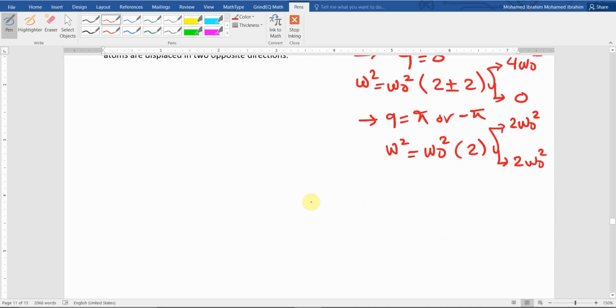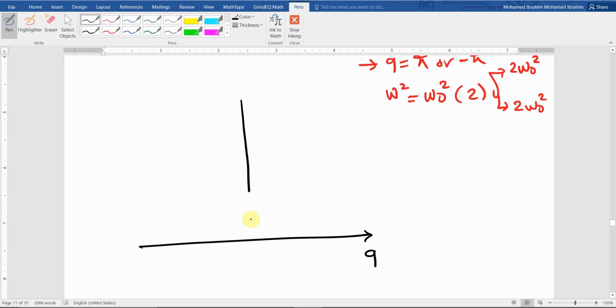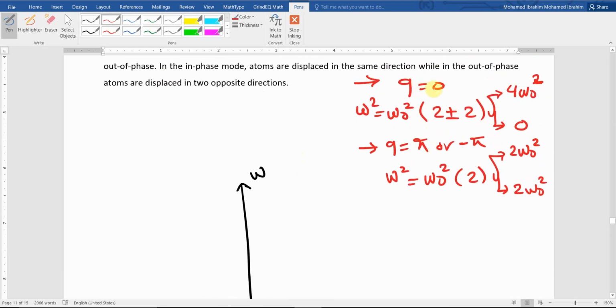So if we try to draw this dispersion relation here, this is the vertical axis that indicates omega, and this is the horizontal one that indicates Q, right? And we're going to have here 0, and this should be pi, and here negative pi. So for the case that Q equals 0, we got 2 values for omega. One is 0, the other one is 4 omega 0 square.